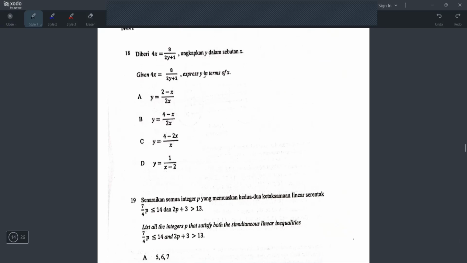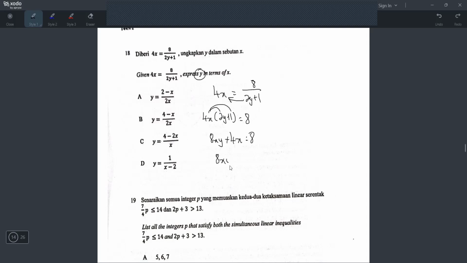Number 18, given the express y in terms of x, it means I want to find y. Okay, so 4x equals to 8 over 2y plus 1. Okay, how to find y? First thing first is to remove the fraction, because if got fraction is very hard to do. So how to remove fraction? Just move this whole thing up, become times, so it becomes 4x bracket 2y plus 1 equals 8. And how you expand? You multiply. So 4x times 2 is 8xy, 4x times 1 is 4x equals to 8.